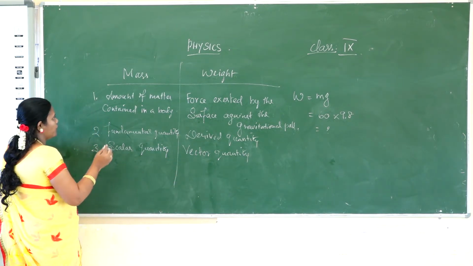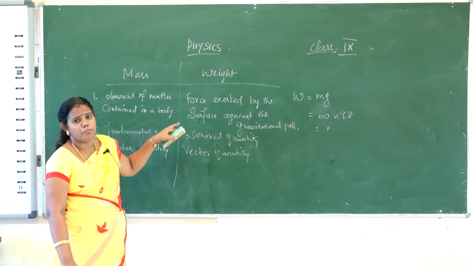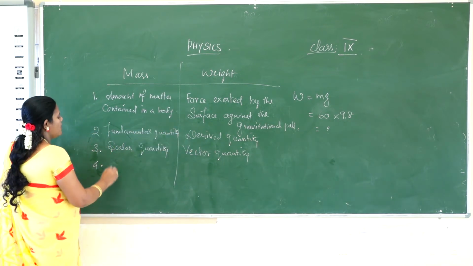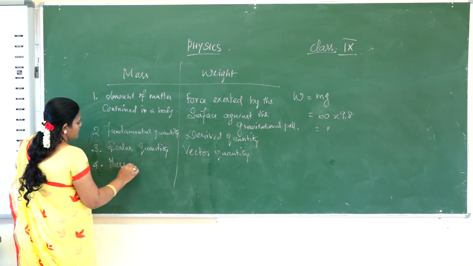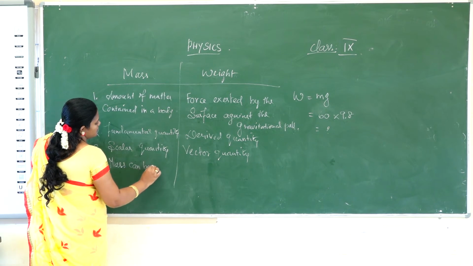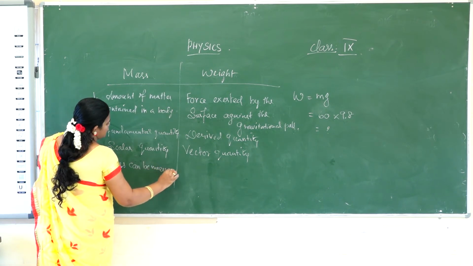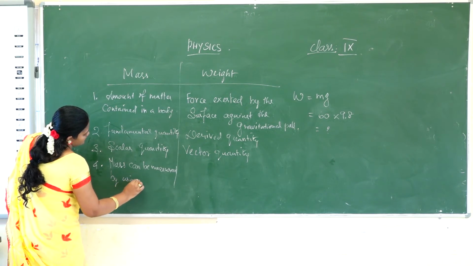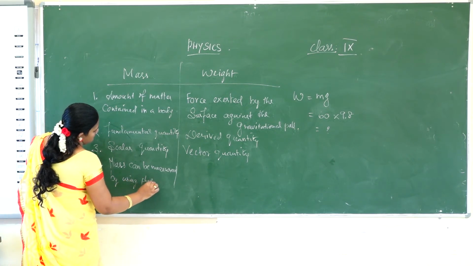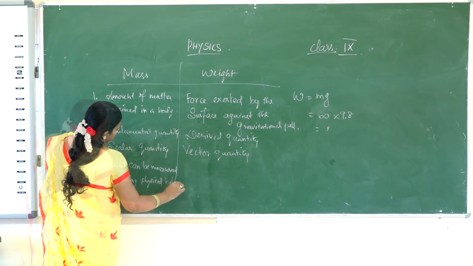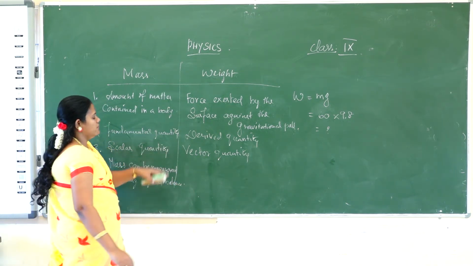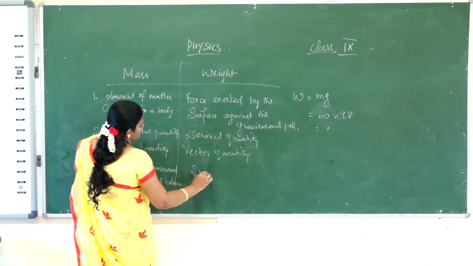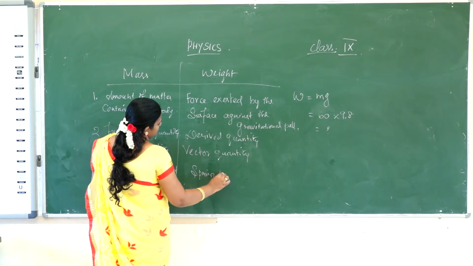Then the fourth point is, mass can be measured by using a physical balance. Mass can be measured by using a physical balance, but weight can be easily measured by a spring balance.